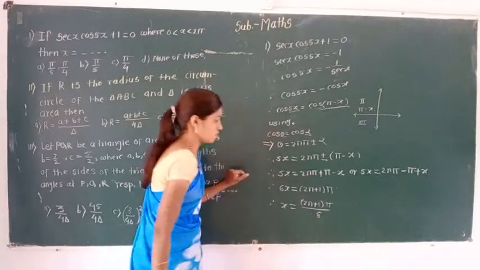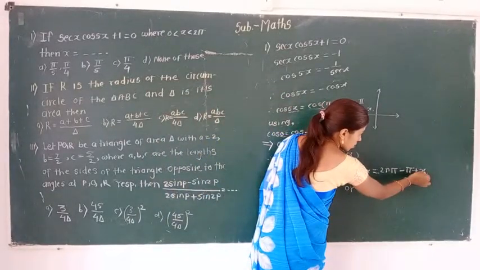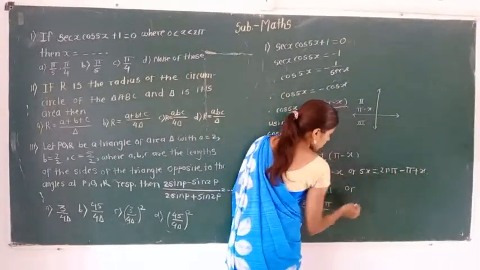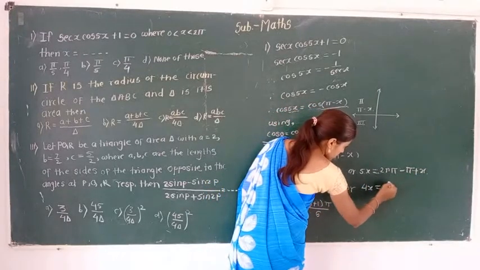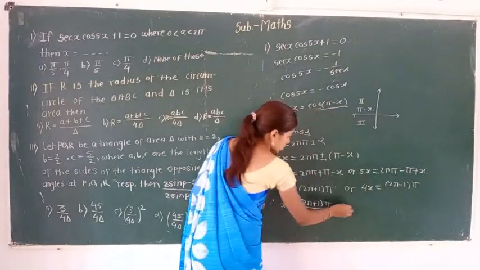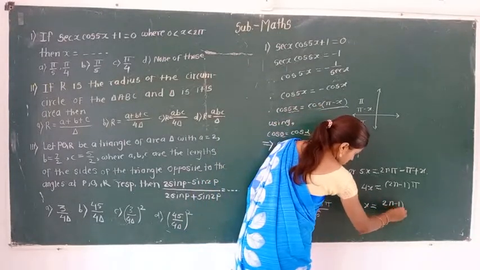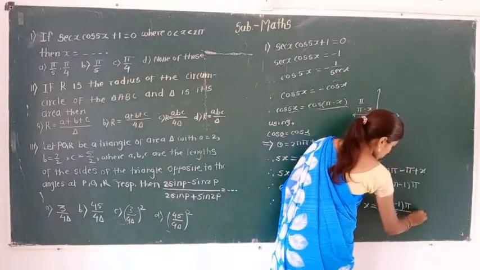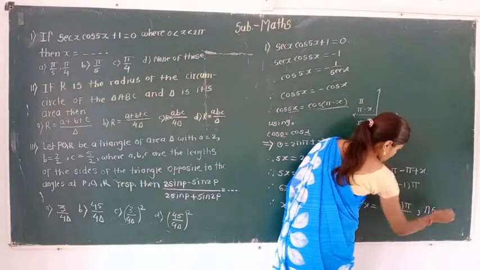Therefore here the value of x is 2n plus 1 into pi divided by 6. Simplify the second equation. Here we have the negative sign. Take this term to the left hand side: 5x minus x, we can write 4x is equal to, common factor of this term is pi, we can write 2n minus 1 into pi. Now the value of x is 2n minus 1 pi divided by 4. And in both equations the value of n belongs to the integer set.